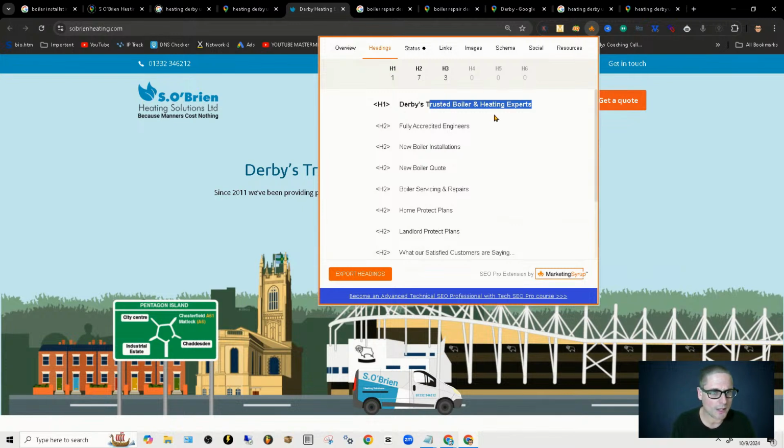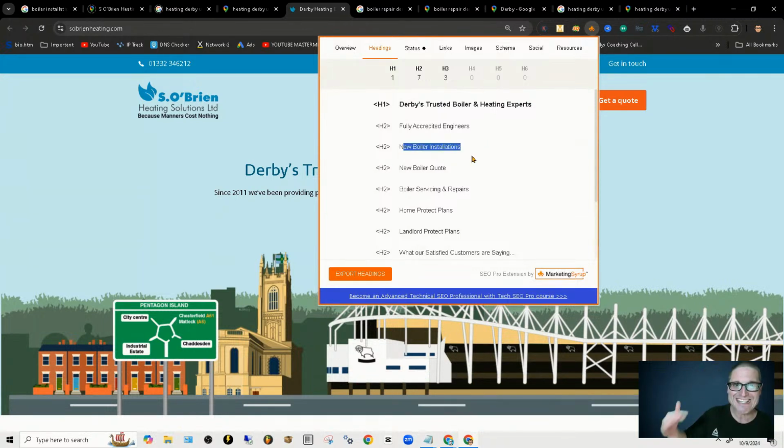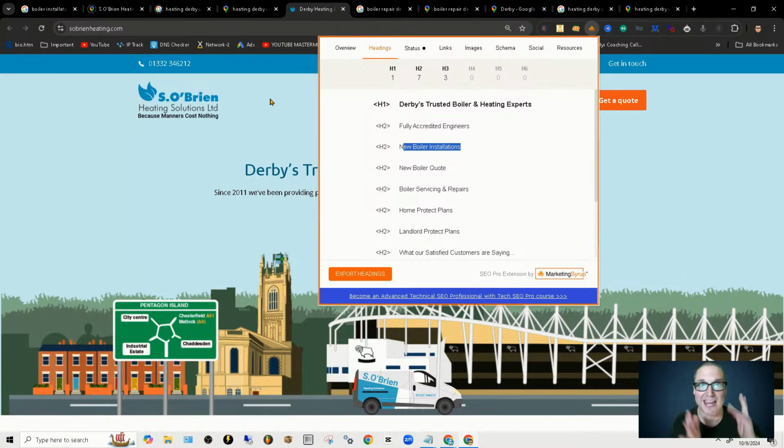Your H1, wait a second. We're targeting boilers and that's perfectly fine. But in my lead H2, the word installation is showing up. However, I have a dedicated page that I want to rank for the same terms. Heading tags are not for sizing, all right?